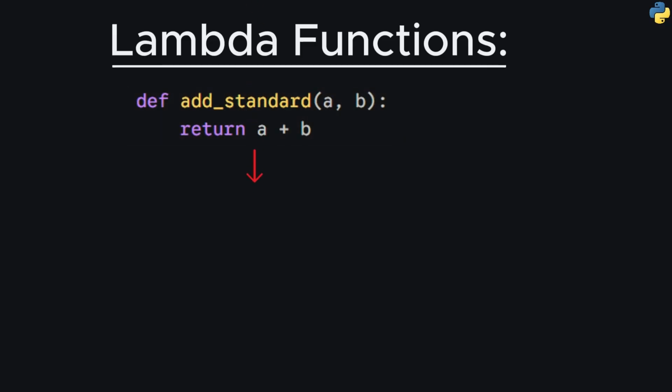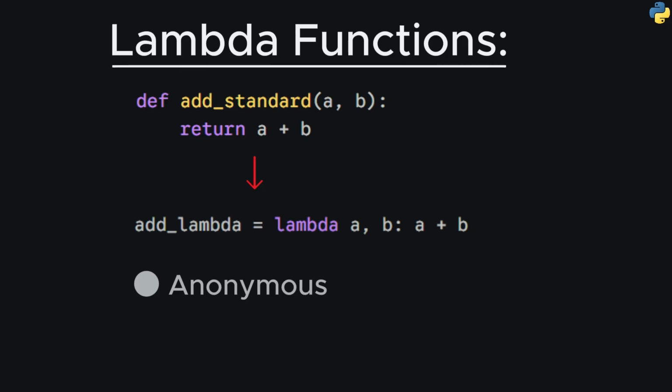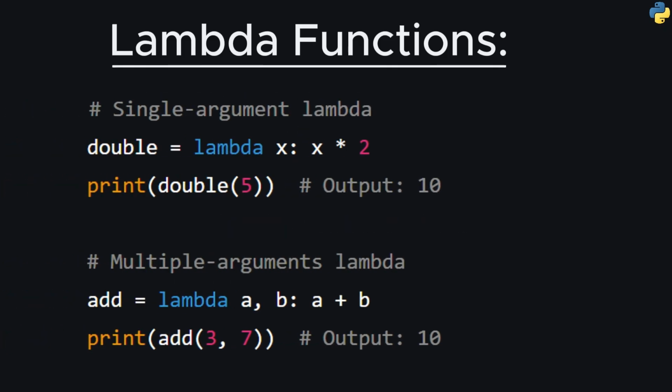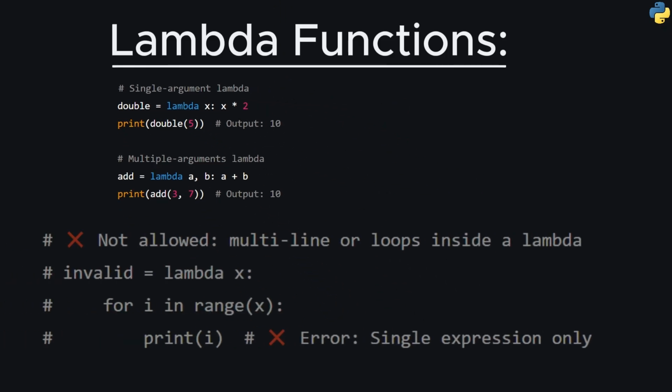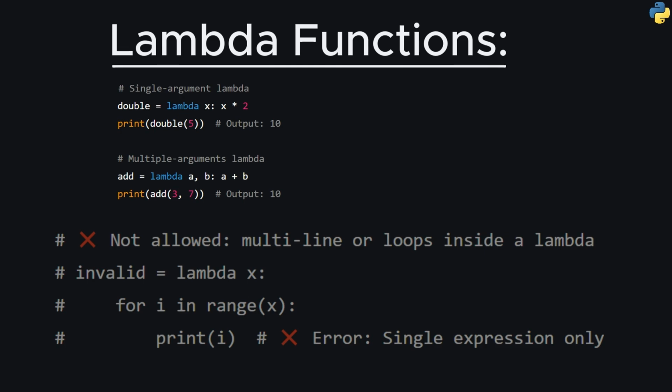Let's kick things off with Lambda functions. At its core, a Lambda is simply a small, anonymous function. Think of it as a function without a name, defined in a single, concise expression. It's perfect for quick, throwaway functions you'll use only once. The syntax is straightforward: lambda arguments: expression. Notice the crucial limitation. It must be a single expression. No loops, no multi-line statements here. This keeps them lean and focused.